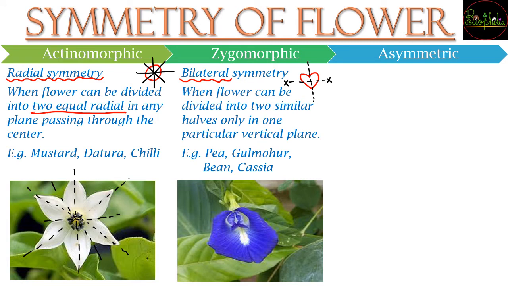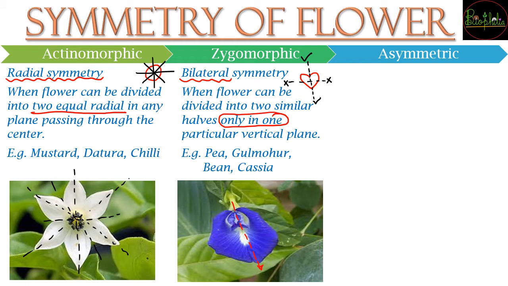Only one plane is going to be correct, which is going to give you equal halves, और वो कौन सा होगा? The middle one. So whenever a flower can be divided into two similar halves in only one particular vertical plane, it is going to be called a zygomorphic flower. So ऐसे zygomorphic flowers you can find in the case of pea, gulmohar, bean and cassia.